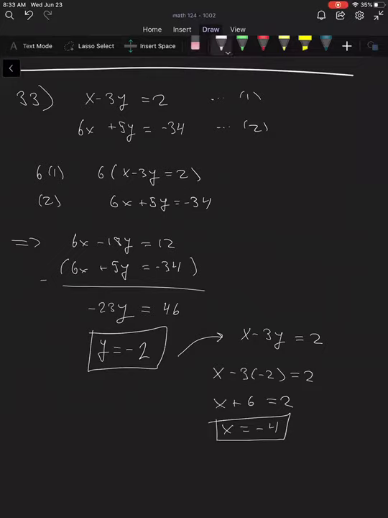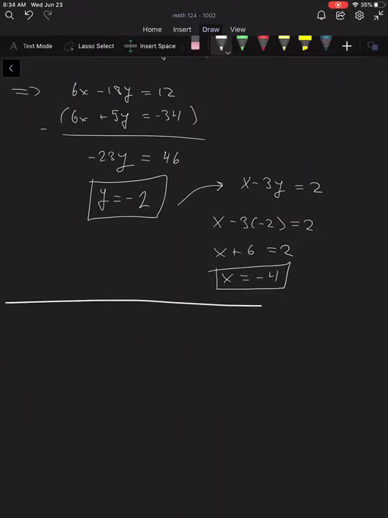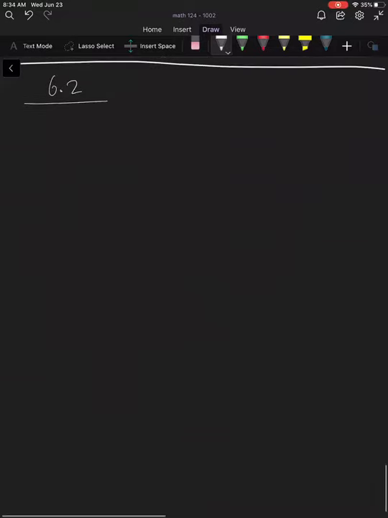Okay, let's move on to the next section. The only difference with this section is now we're going to add an extra variable in. So this is section 6.2. Let's just do some more examples together. And so in this section, let's do number 1.